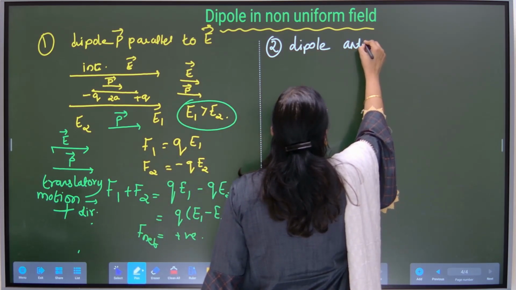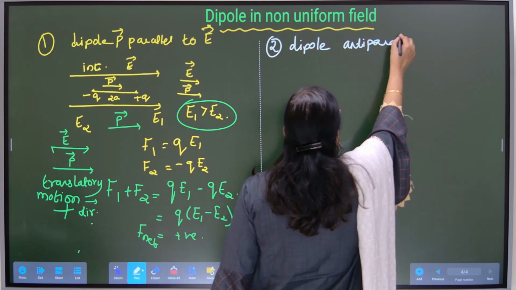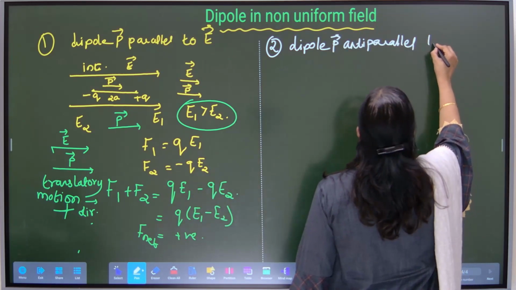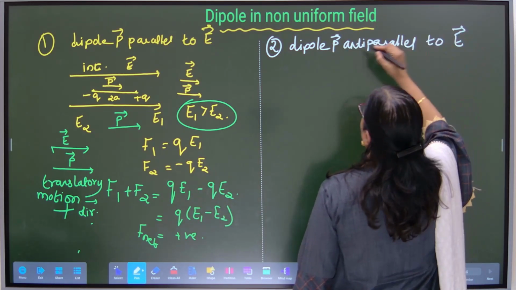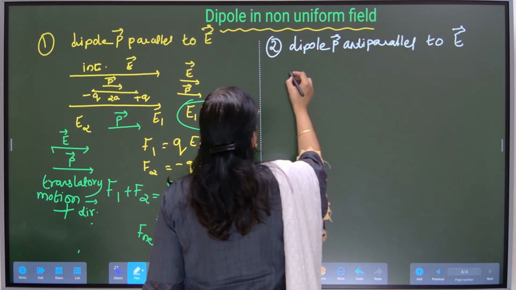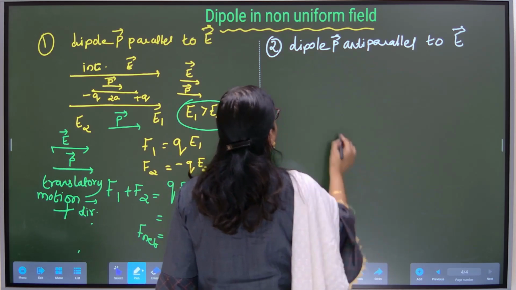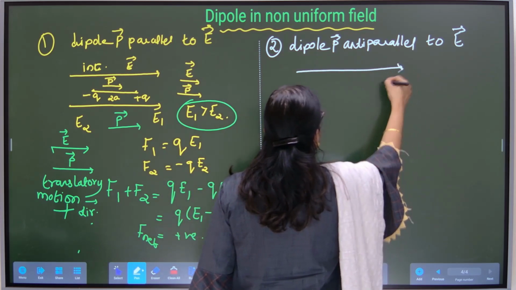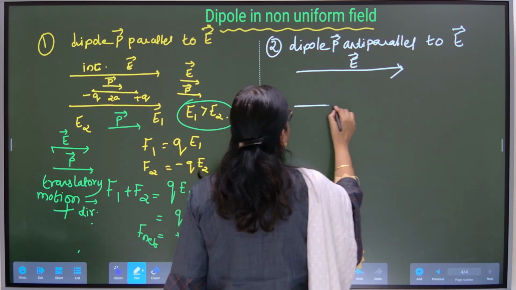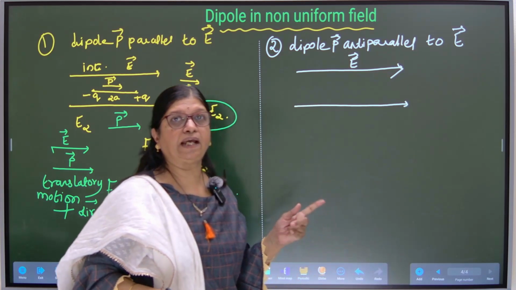anti-parallel to the increasing electric field. We already know it is non-uniform and now we have taken increasing electric field. So how do I represent an increasing electric field? Like this. Okay. This is the way I put the increasing electric field. Fine. In that I have to place the dipole anti-parallel.